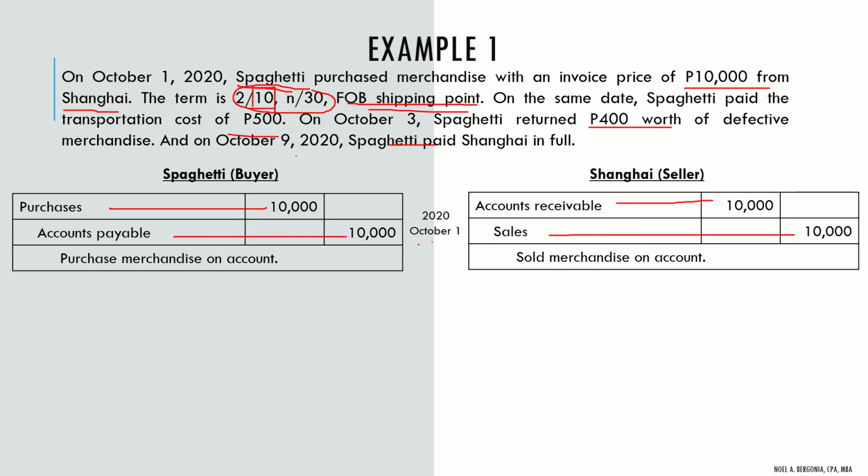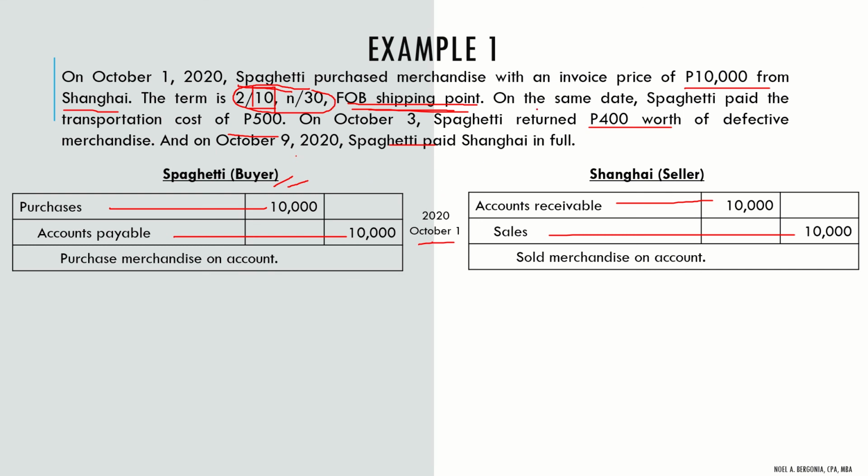Bakit po October 1 yung entry? Kasi, 'di ba, FOB shipping point, sino na po ang nagmamay-ari kapag umalis po yung goods, then it would be the buyer already. Kaya we record it in October 1, okay, at the time na umalis yung particular na product doon sa place ni seller.